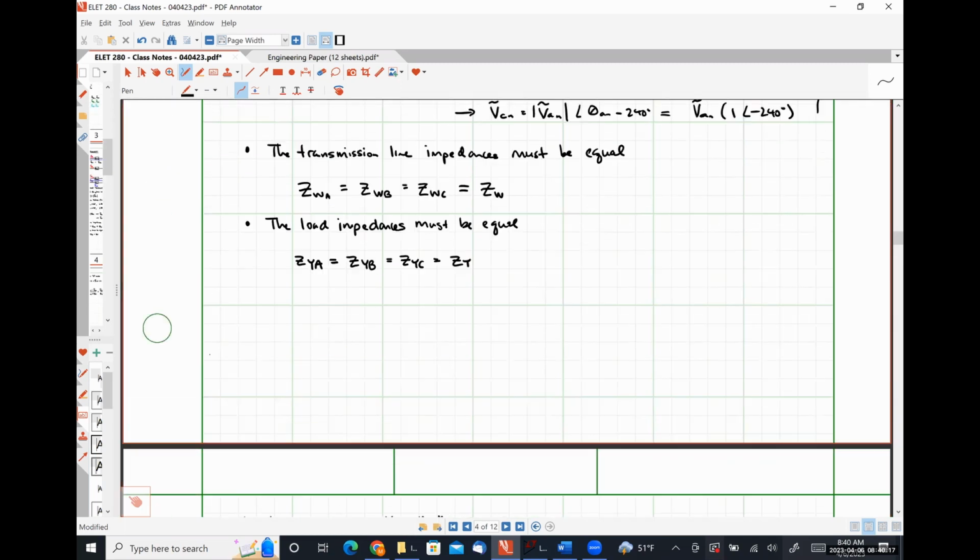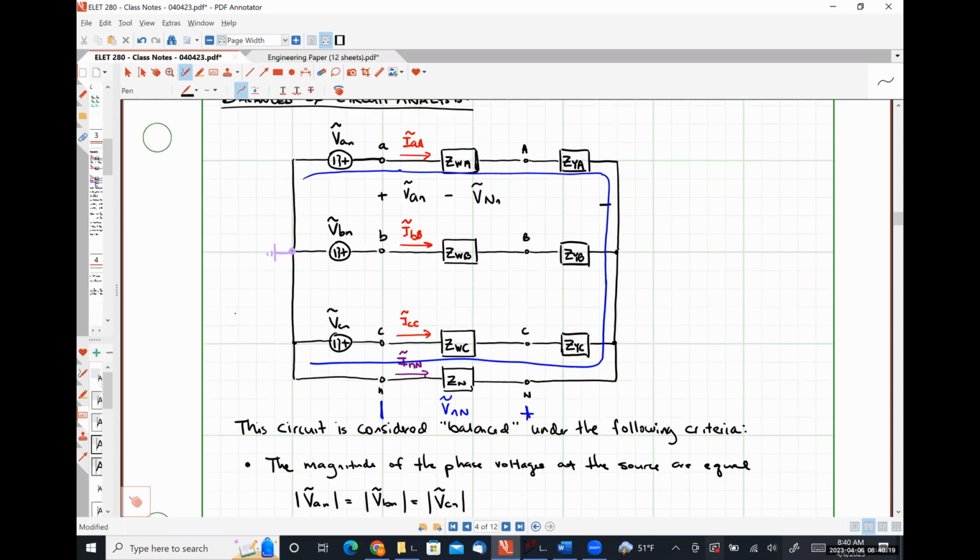Capital B. But so all I'm doing here, the denominators of all those equations are just those two impedances in series. So the denominator of the VAN minus V capital NN term is just ZWA plus ZYA. The denominator of the second term, which is for the B phase, is ZWB plus ZYB. The denominator for the C phase portion is ZWC plus ZYC.